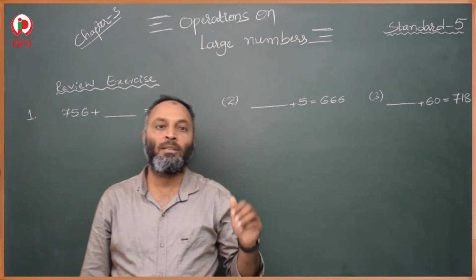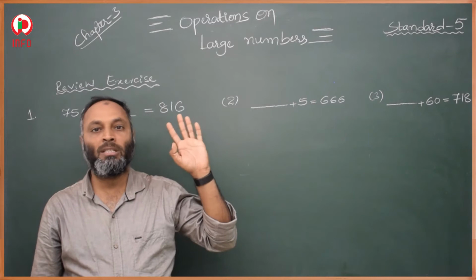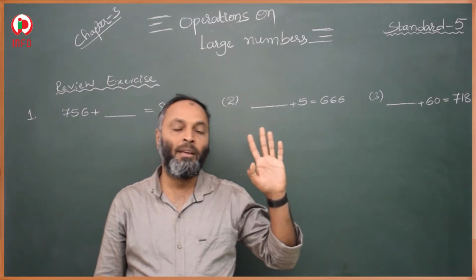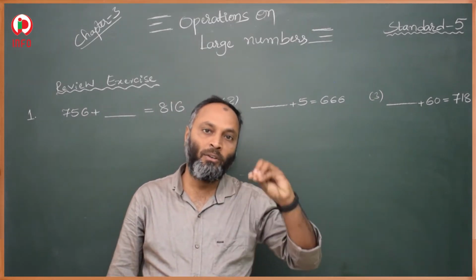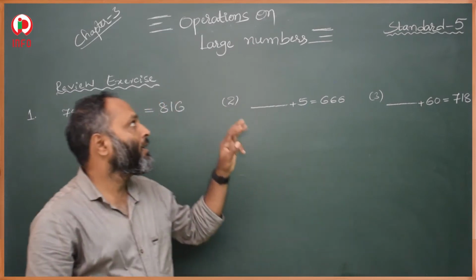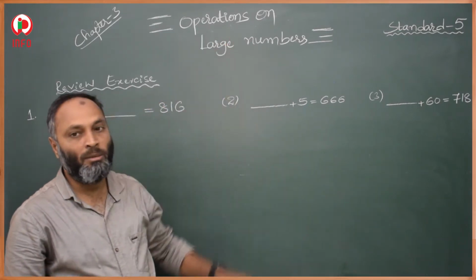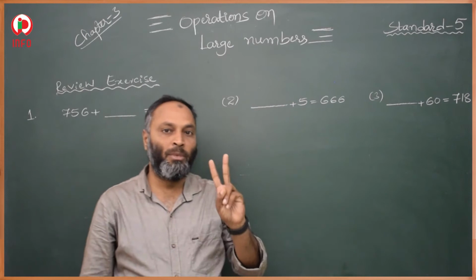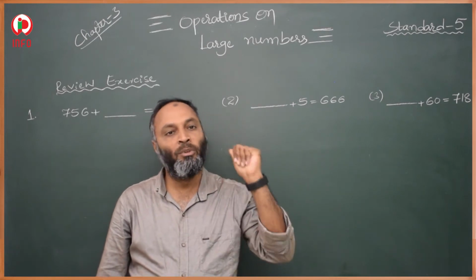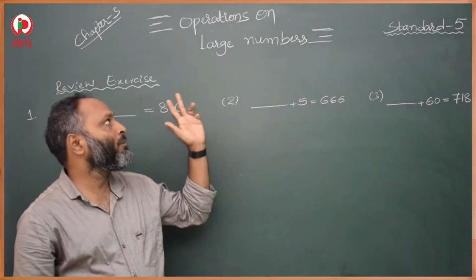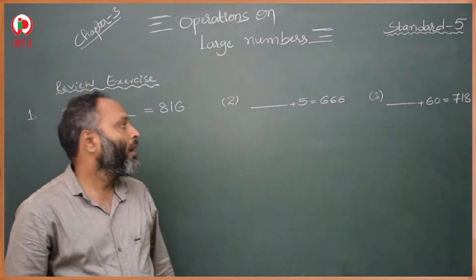Large numbers means, in the previous chapter we discussed the large numbers, till 10 crores, that is, till 9-digit numbers. So in this chapter we are going to discuss the operations on large numbers. Operations means plus, minus, multiply, divide.